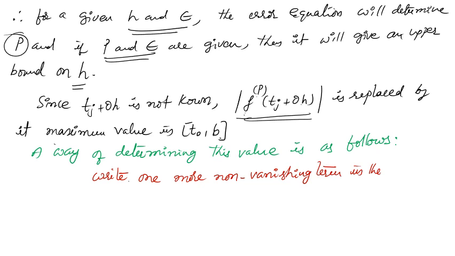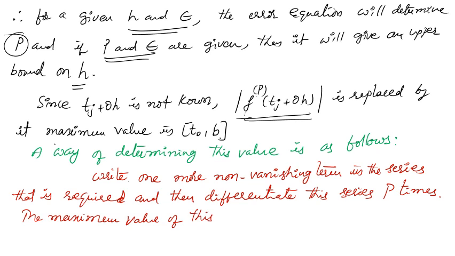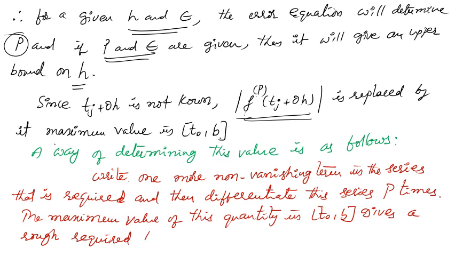In the series, one more non-vanishing term in the series is required, and then differentiate this series p times. The maximum value of this quantity in (t naught, b) gives a rough required bound. So I will explain this point in the problem.